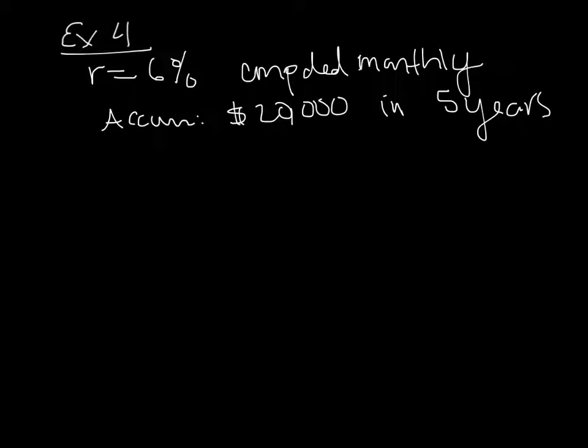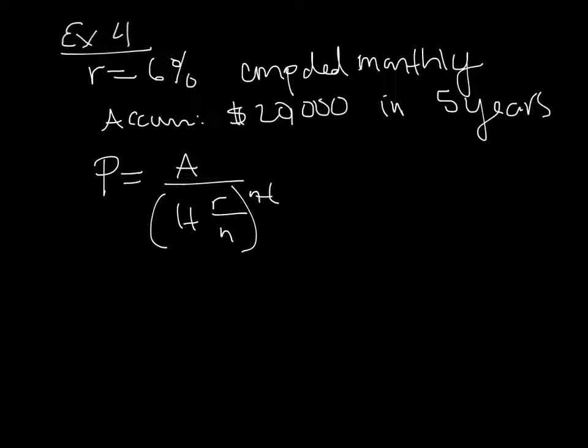So, in other words, in 5 years, how much money do we have to put in an account so that it turns into $20,000, earning interest at 6%? So we use our formula, P equals A divided by 1 plus R over N to the NT. Notice this is the same formula as before. All we're doing is solving for P. So we just input all the information.